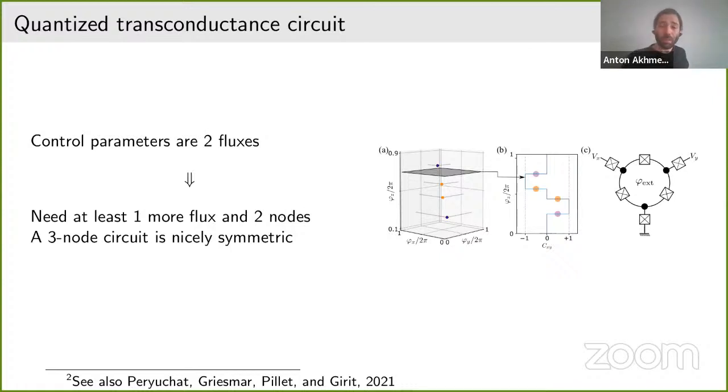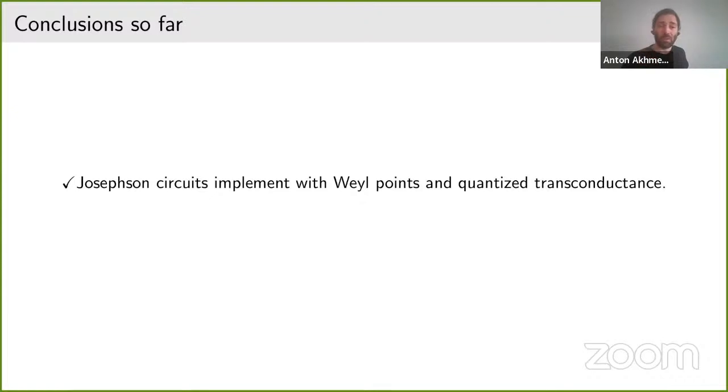All right, so let's see what we learned. We learned that Josephson circuits implement the topological band structure, with points where the band structure undergoes a topological phase transition. Those are the Weyl points. And they have regions in the parameter space where they have a finite Chern number, and therefore, just like the Andreev circuits, they have a quantized transconductance. Very good.